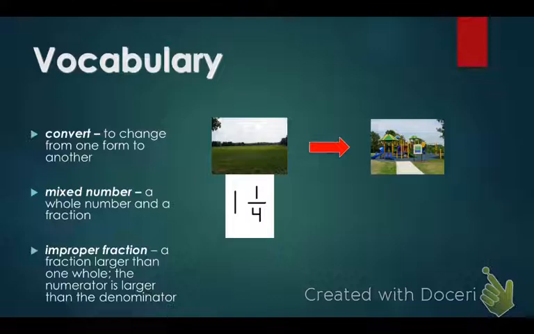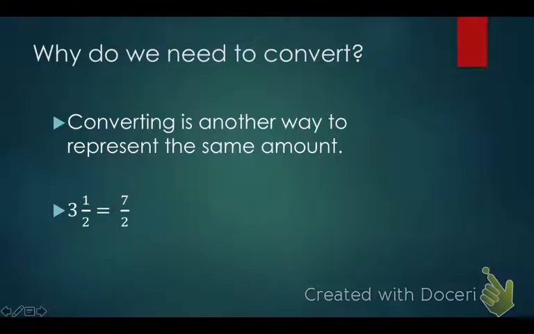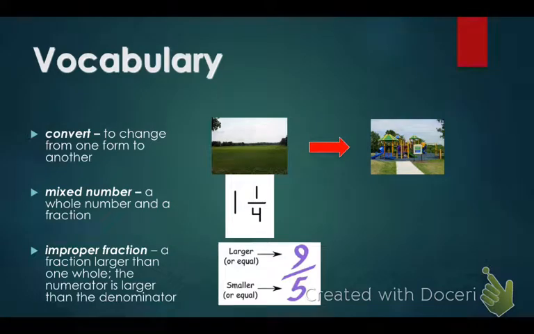An example would be 9/5. 9 is larger than 5. 9 is our numerator and 5 is our denominator. We could also consider if they were equal. So if it was 5 over 5 or 9 over 9, that's still considered an improper fraction.